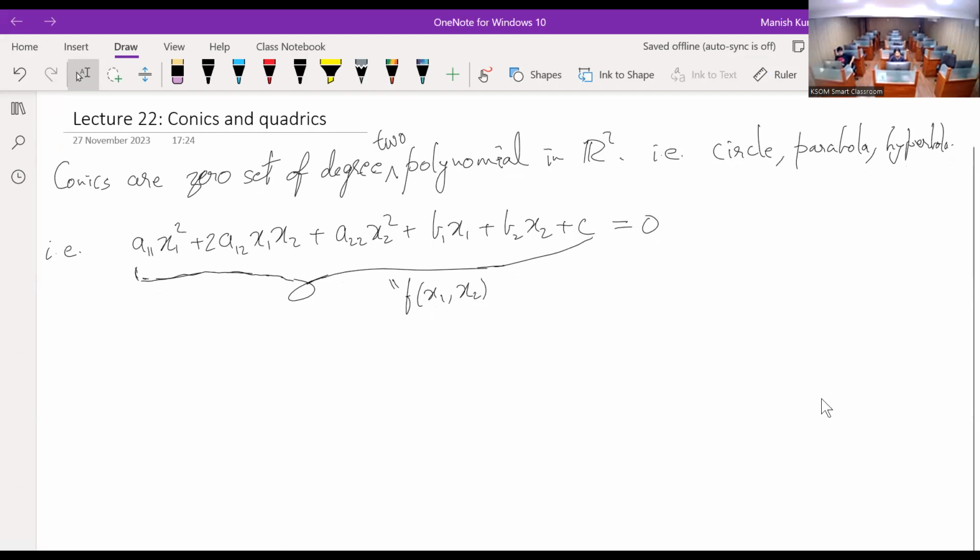So as I said, conics are zero sets of degree 2 polynomials in R2. So for instance, circle, parabola, hyperbola. Our general degree 2 polynomial looks like this, where A11, A12, A22, B1, B2, and C belong to the real numbers. For instance, x1 square plus x2 square equals 1 is a circle, right?